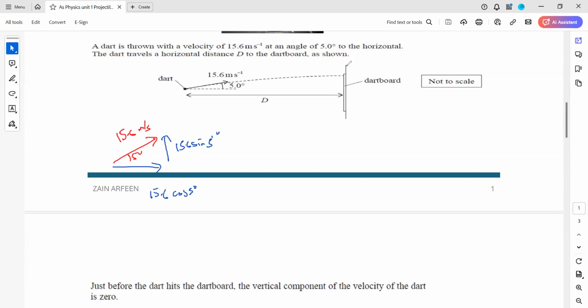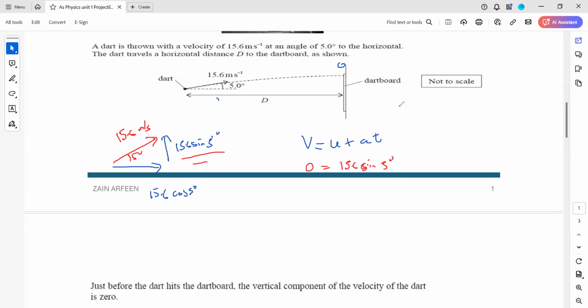At the maximum height, the vertical component will be 0. So we will use the equation of motion, v is equal to u plus at. V is the final velocity, that is 0, final vertical. U is the initial vertical, because whenever we use equation of motion, we always substitute the vertical components, because in the horizontal component, there is no acceleration. So U, the initial vertical speed, is 15.6 sine 5.